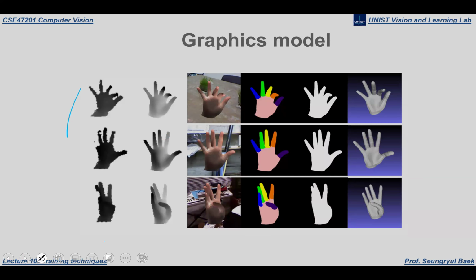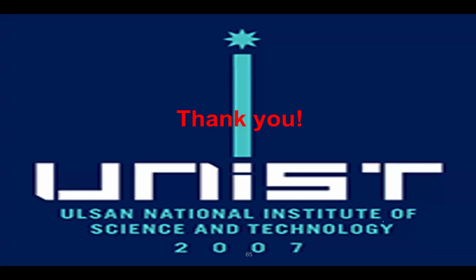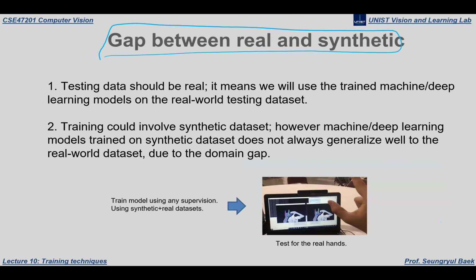And when given this graphics engine, you can make this type of RGB image easily, okay? But there's one more issue for this. This is maybe the last slide for today. Sorry, let's finish this, okay? There's actually a gap between real and synthetic data.